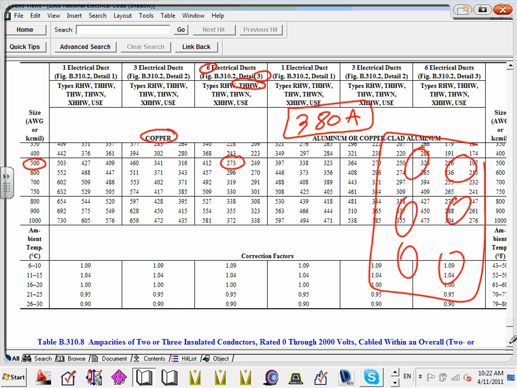Any question, guys? These are just to start to think about. This is table 310.16. It does not apply all the time. It doesn't apply for this application. If you have 6 ducts like this, this is how much current you can carry out of these conductors, 273.